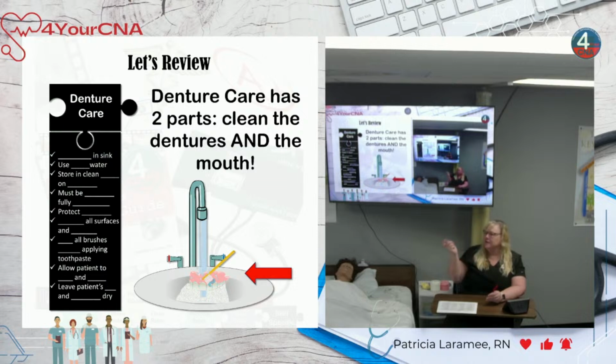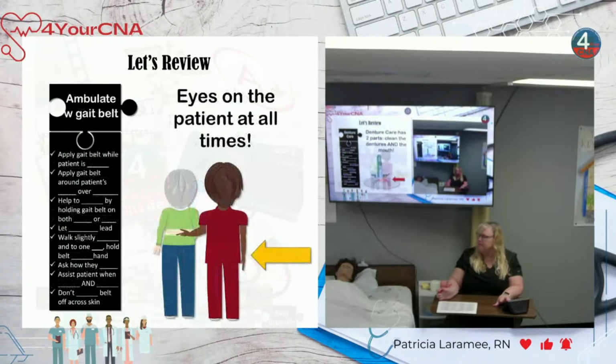You'll use the denture brush with toothpaste. Wet the denture brush first, put toothpaste on, and brush all surfaces of the denture, rinsing it, being careful not to drop it. Put it in a clean cup filled with clean water, put the lid on and a paper towel underneath. And then go brush the teeth like we did mouth care. It's a little bit longer skill, but it's just mouth care with an extra step.